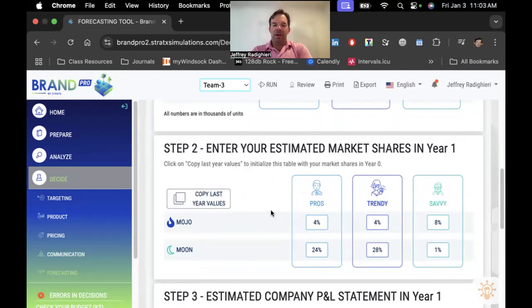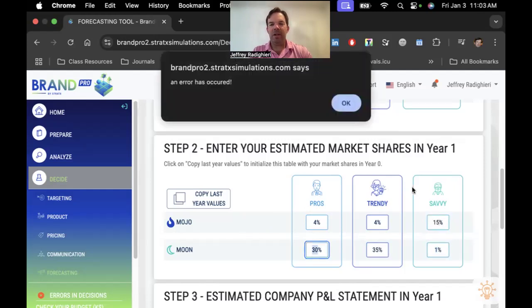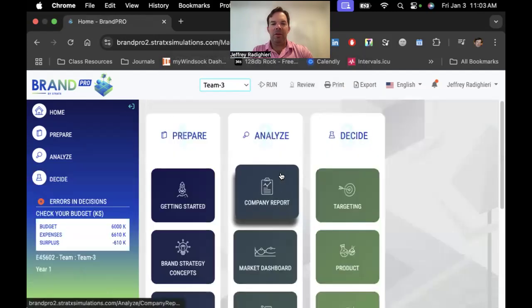And basically, if we've decided that we've made some very significant changes to Moon in targeting the pros, we can just, with an educated guess, say we think market share for Moon and the pros is going to go to 30%. Trendy for the Moon is going to go to 35%, and we're really pushing this on Savvy, so this is going to go to 15%. Okay.